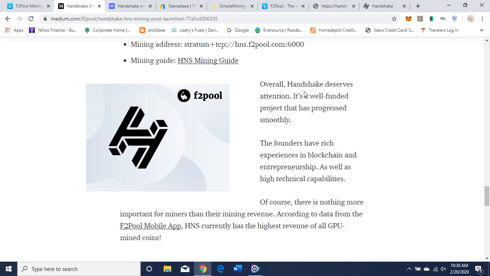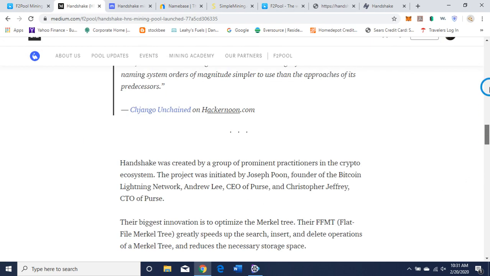Interestingly, here it says overall, Handshake deserves attention. It's a well-funded project that has progressed smoothly. The founders have rich experiences in blockchain and entrepreneurship, as well as high technical capabilities. And they have a link to the mining revenue calculator there.